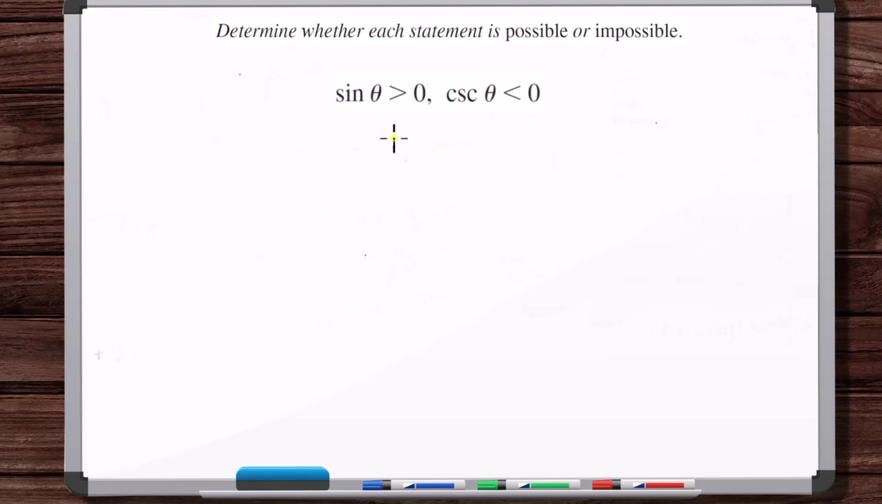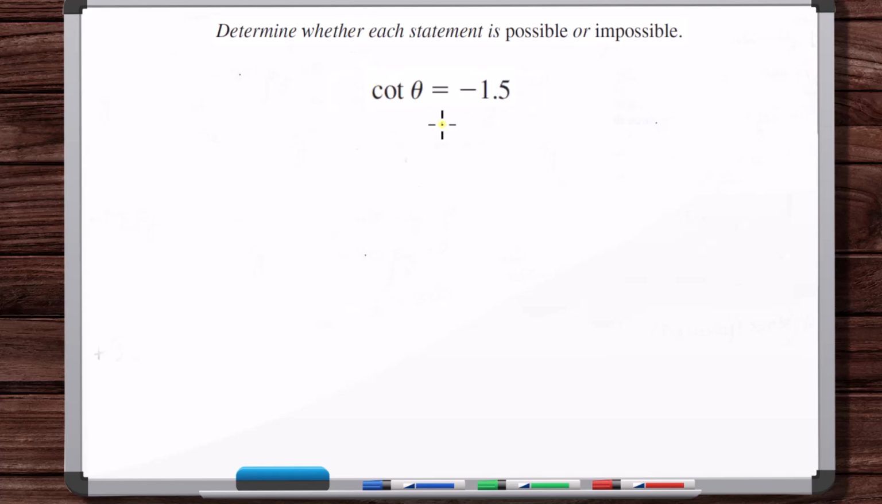Okay, you see, this is not possible. These can't take place at the same time. You can't have sine theta be greater than 0 and cosecant theta be less than 0 at the same time. Why not? Because these are reciprocals. Reciprocals have the same sign. So how could you possibly have sine theta be positive and cosecant theta be negative? You can't. Even though cosecant by itself, if the thetas were different, could be negative.